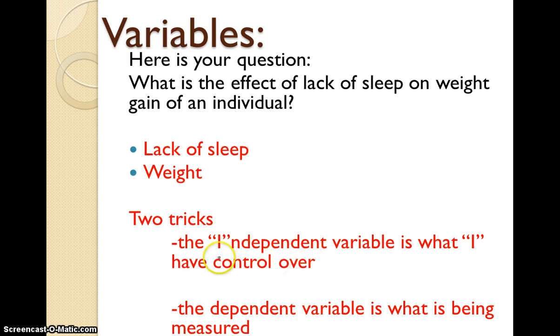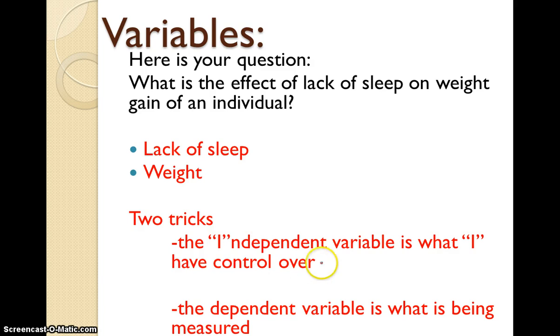Here's the trick again. The independent variable is what I have control over. It's what I'm going to change. The dependent variable is what is being measured. So again, start with the one that makes sense. To me, the independent variable makes sense the best, so I always start there. So I'll run through an example like that, and then I'll show you the other way to do it.